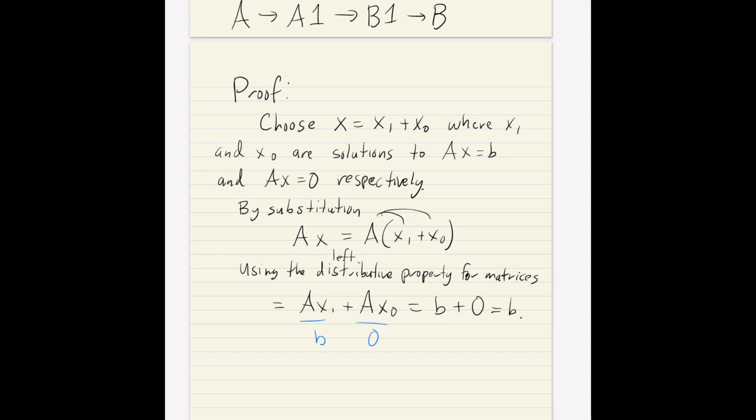So we have just shown that any vector of the form x1 plus x naught is a solution to Ax equals b, which means that x equals x1 plus x naught is a solution to Ax equals b. And there's our proof.